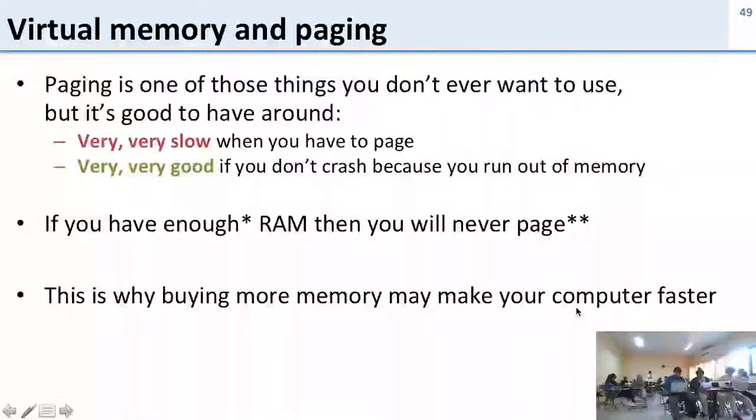Because if you're using more memory than you have, it slows things down. Now you'll note these two little caveats here. So you can never have enough memory. No matter what you do, you'll always find times when you're using up too much memory.